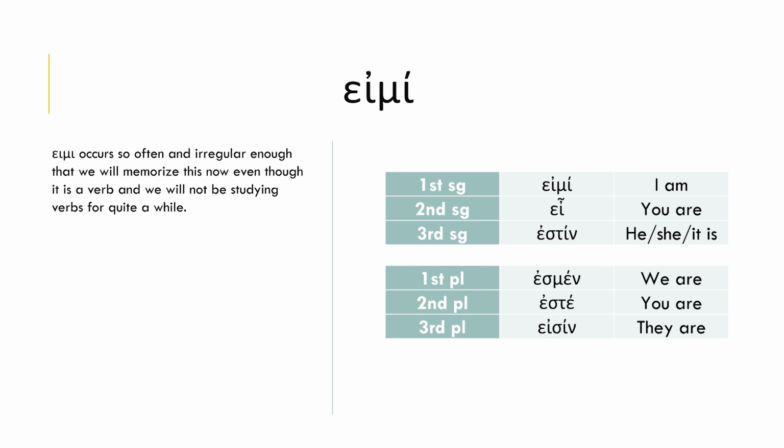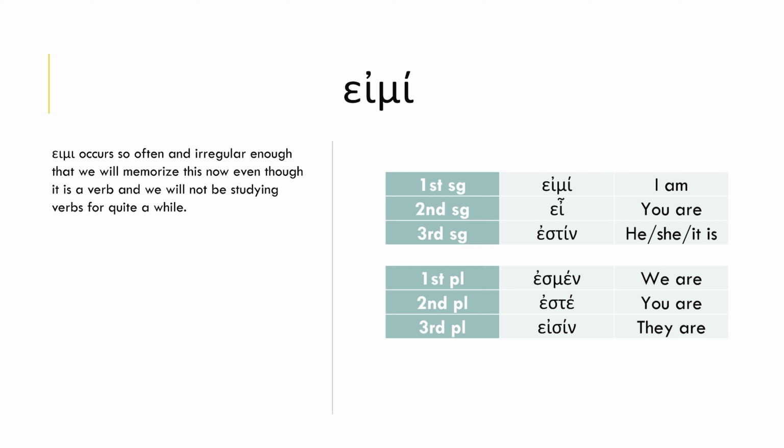And then for the plurals, esmen, we are, I use my open hand to indicate a group of people, and I point at myself, like I'm with several people, and I act it out: esmen, we are. Then I'll say este, you are, and use my open hand and wave it across, like you all are. And then eisin, they are, pointing off into the distance with an open hand. That's how I do it.